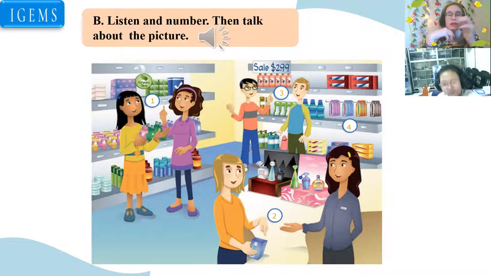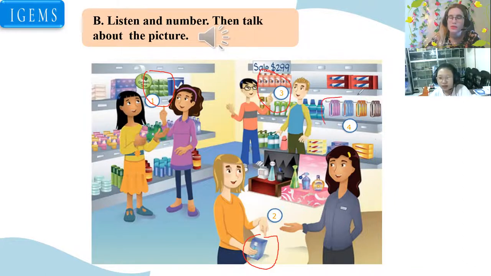Okay, great. Well done. Very nice. Okay, so where are they? They are in the store. Good job. In the store, in the supermarket. So somebody is buying green tea soap. Yes, we can see they're buying green tea soap. And then she's buying perfume. She's buying shampoo. And Danny's buying a toothbrush. Yes, good job. And Danny needs a toothbrush.